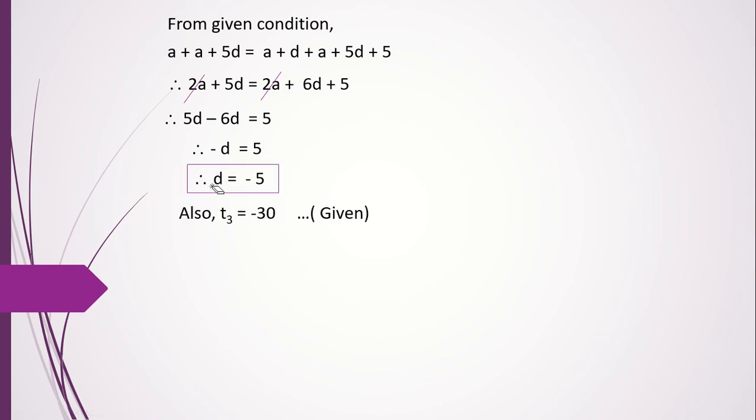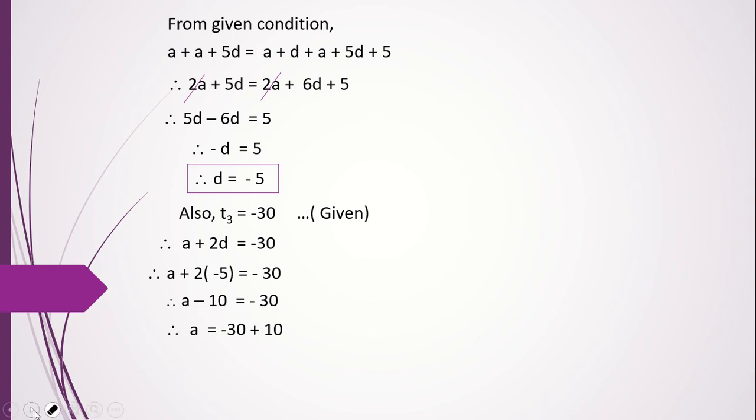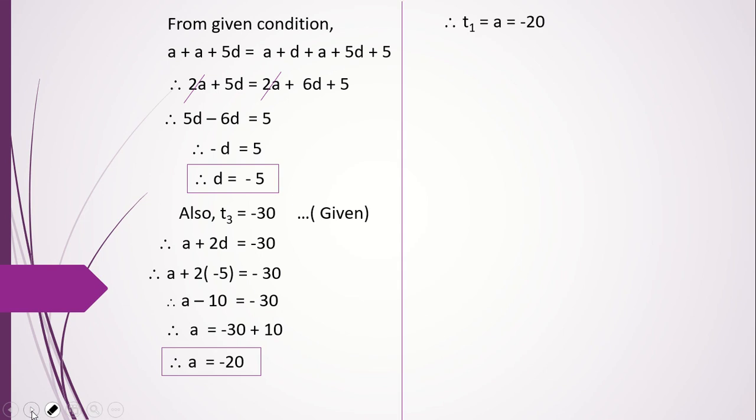Okay, d is equal to minus 5 we got. Also it is given in the question that t3 is minus 30. t3 is a plus 2d is minus 30. Now d we have got minus 5, right? So that's minus 10, 5 twos are 10. This 10 goes that side, becomes plus 10. So we got a is equal to minus 20. We got a, we got d. Just substitute in the formula.